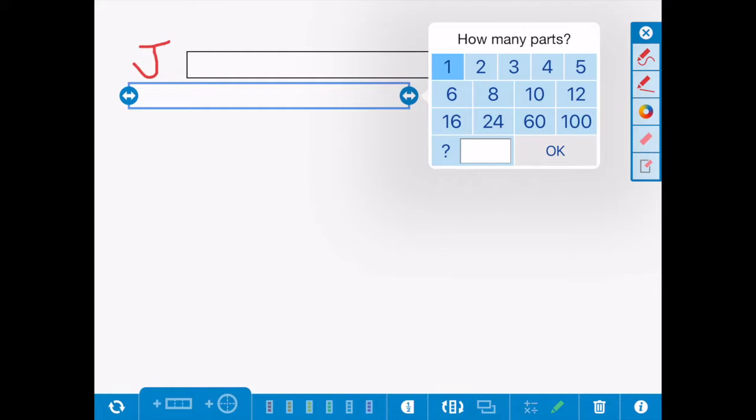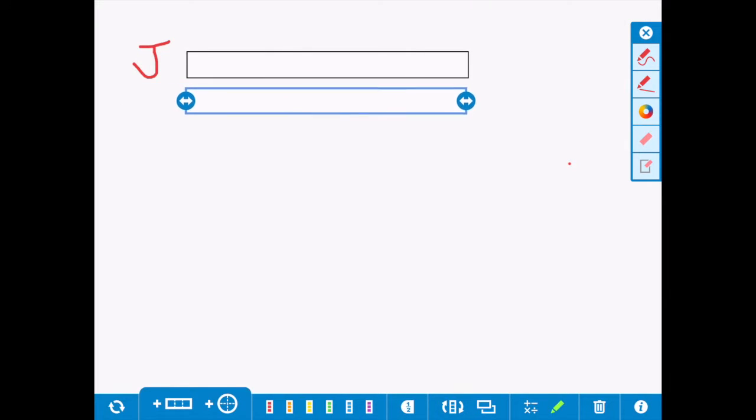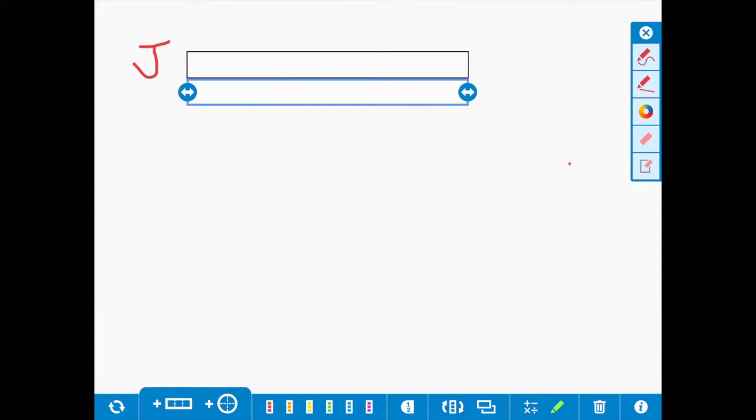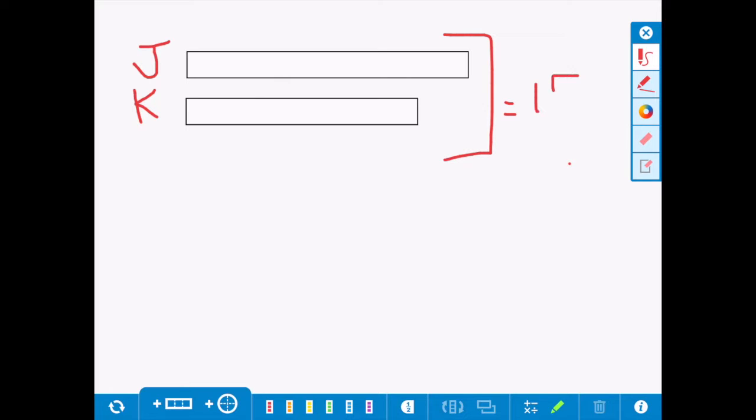Then I need another bar to represent Kim's. So I'm going to bring up another bar. I'm going to not divide it, but since I know that Juan has 3 more, let me just lower this a little. I'm going to actually shrink Kim's just by a little bit. So I'm going to label it with a K. Another piece of information the problem told us was that altogether they have 15 seashells. So I'm going to just use a bracket to represent that.